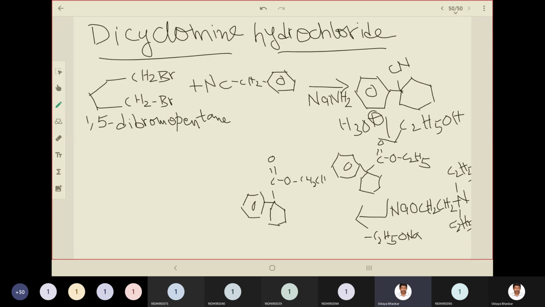Now we have to elaborately write CH2, CH2. Okay. And to this attached is the amino group. Both sides it is two ethyl groups. Okay, so we have got hydrogenated or reduced.